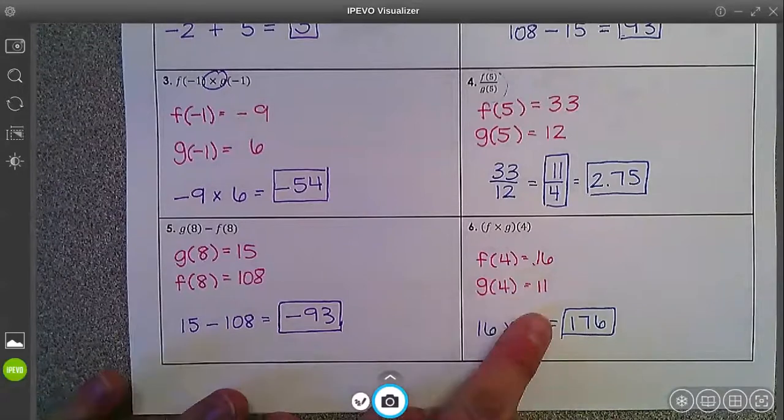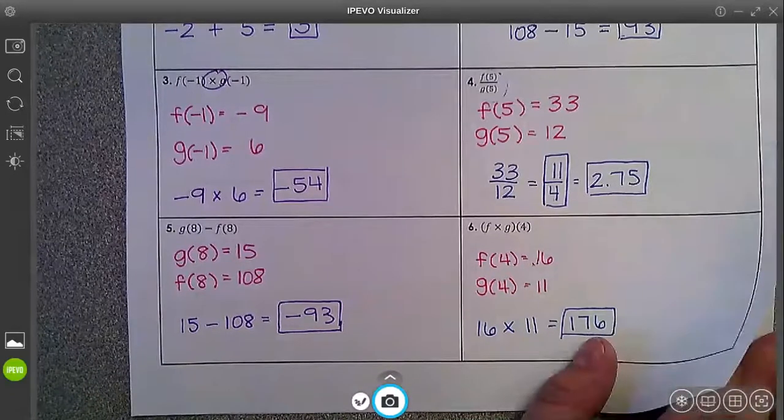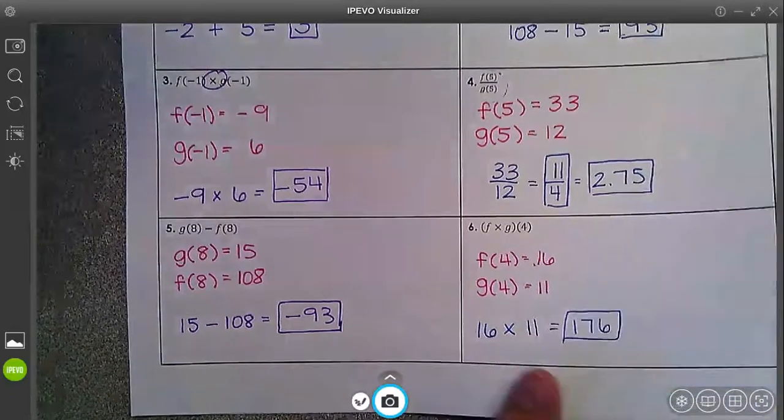If you didn't get one of these numbers or you don't know how to get them, put a star by it or something, and after I get done, I can come look and show you how to do it, okay?